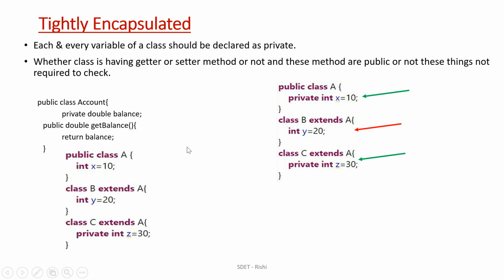Okay, so we have another example. This is the parent class, B is extending, C is extending. If the parent class is not tightly encapsulated, then all its child classes will not be tightly encapsulated, because X is available to all these child classes.